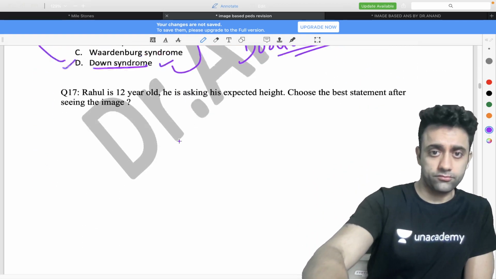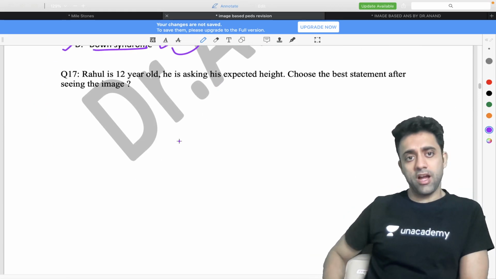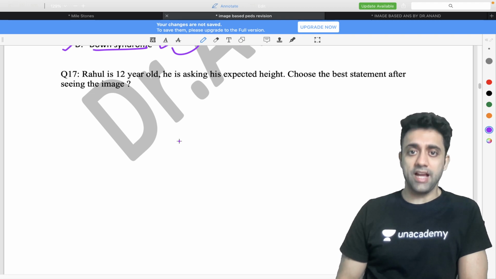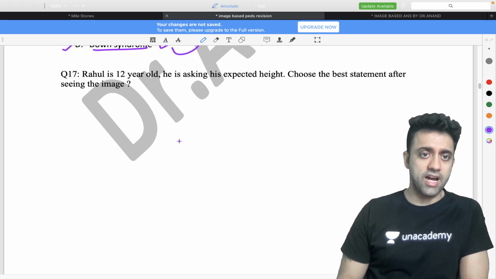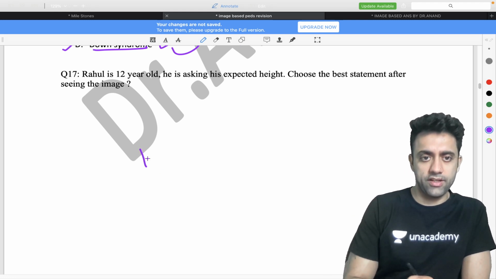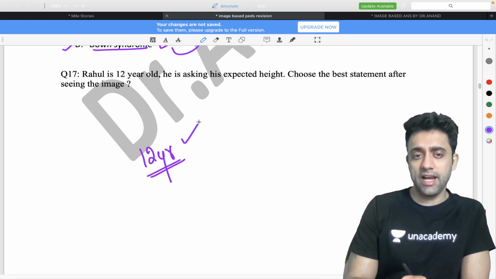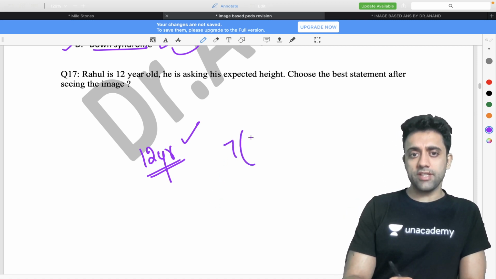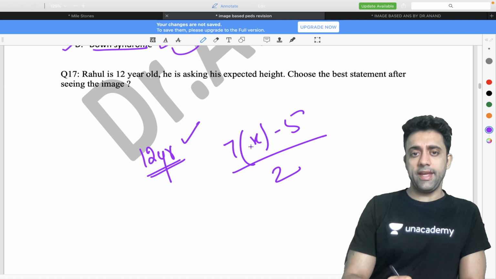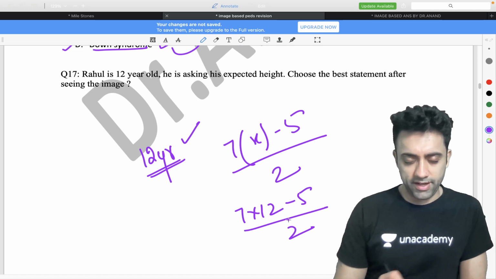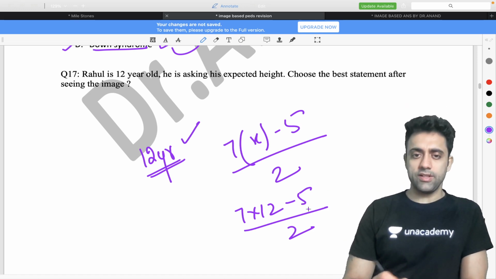Okay. Question number 17. Rahul is 12 years old. He's asking his expected height. Choose the best statement after seeing the image. So anyone, what is the formula for expected height? I told you: (7x minus 5) by 2, where x is age in years. 7 into 12 minus 5, by 2. So 12 sevens are 84.